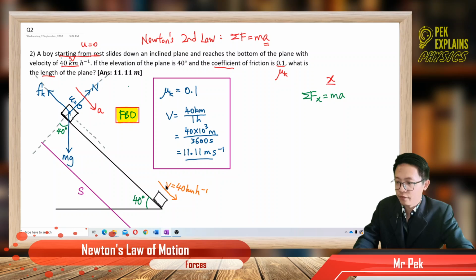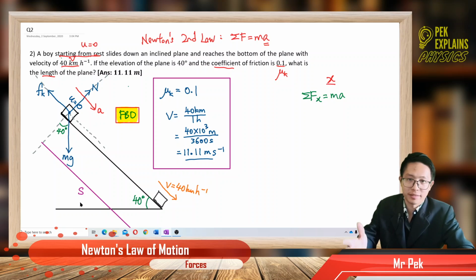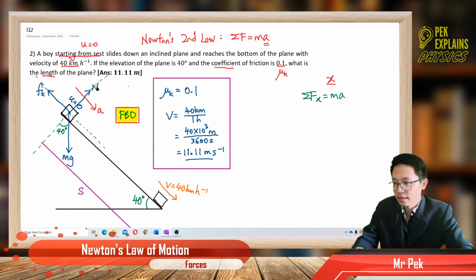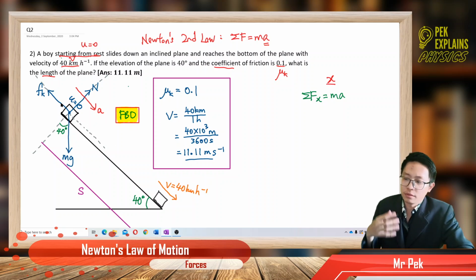So in order to find the displacement, we need to find the acceleration first. Later we use the formula v squared equals u squared plus 2as. But to find the displacement, which is the length of the plane, we need the acceleration. Once we get the acceleration, we can get the displacement. Since this object has acceleration, this is about Newton's second law. It has resultant force down the plane, total F equals ma, so we find acceleration using Newton's second law.